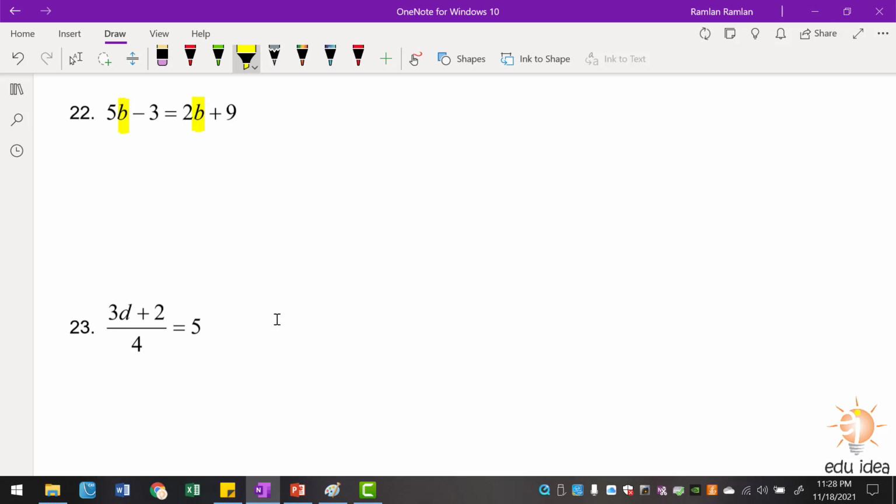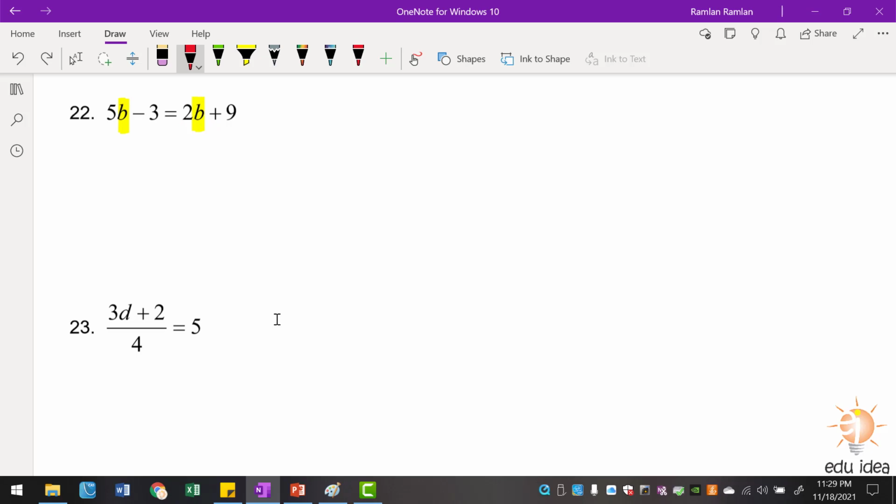Actually, we have the same concept. We want to have the variable alone on one side, but it is on both sides. So we can choose where we want the variable alone for the final answer, maybe on the left side or maybe on the right side. It's up to you actually. I'm going to choose that the b should be on the left side, so I'm going to remove this 2b on the right side of the equal sign.